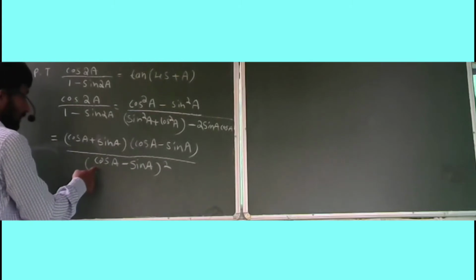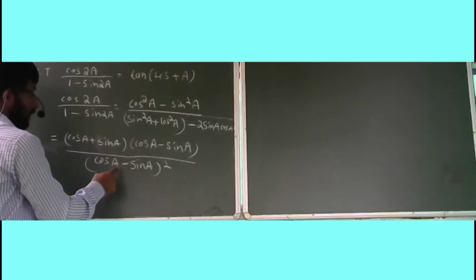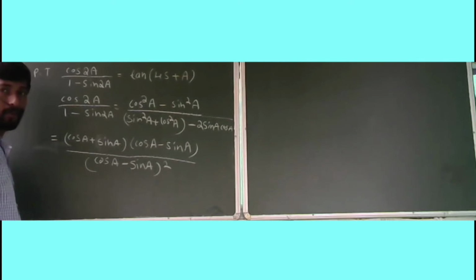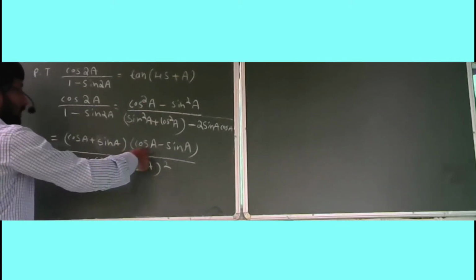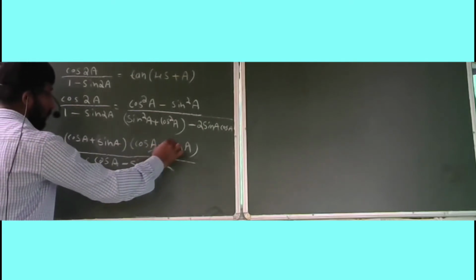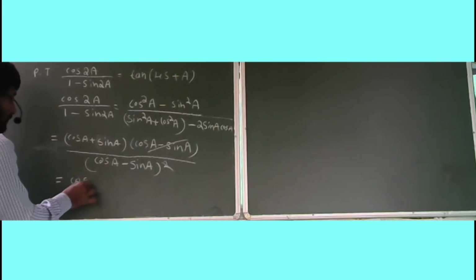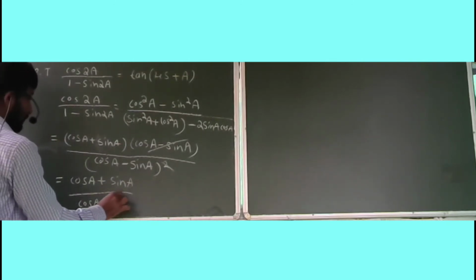Expand this one, what you will get? A square cos square a plus b square sin square a minus 2ab, 2 sin a into cos a. By commutative property, it's same as cos a into sin a or sin a into cos a. Okay. Now see, here cos a minus sin a whole square is there. Here cos a minus sin a is there. Can cancel one cos a minus sin a. Remaining sum is equal to cos a plus sin a divided by cos a minus sin a.